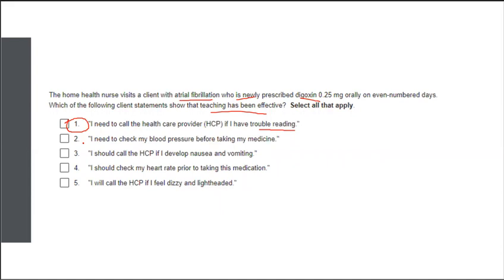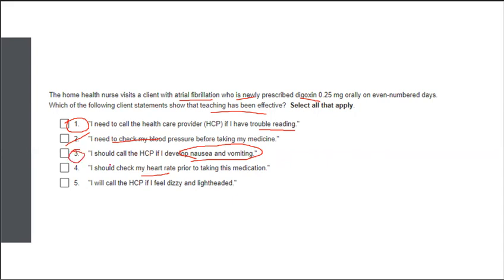If the patient says, I need to check my blood pressure before taking medicine, again, we need to check the heart rate, not blood pressure. So I'm going to eliminate this. We don't need to check the heart rate before taking our digoxin. If the client says I should call the healthcare provider for nausea and vomiting, we said those are early signs of digoxin toxicity. So you see those GIT symptoms, anorexia, nausea, vomiting. So again, if he says this, that tells me he understood the teaching.